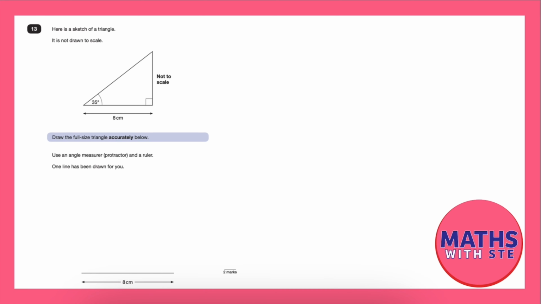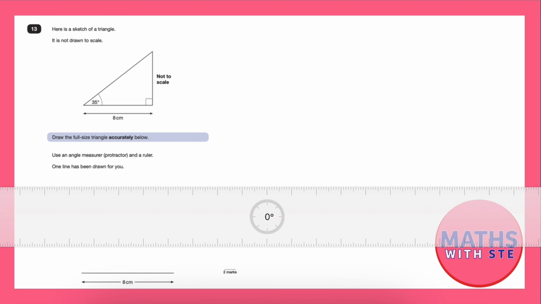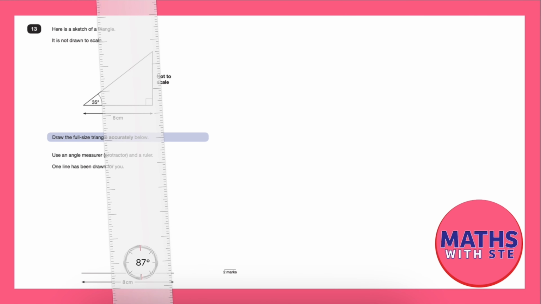Okay, so question 13. Here is a sketch of a triangle. It is not drawn to scale. Draw the full size triangle accurately below. Use an angle measurer, protractor, and a ruler. 1 line has been drawn for you. Now then, I can't do this on here because I don't have a protractor, but I can give you an idea of how you might go about it. So at the bottom, we've got the 8 centimeters. They've given us that.